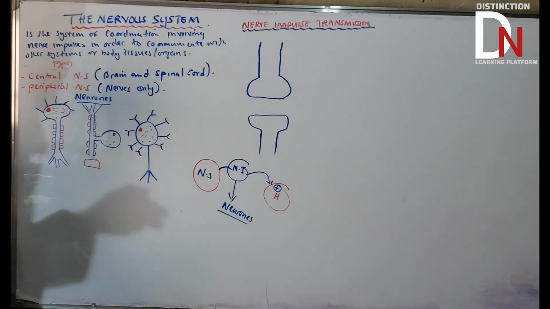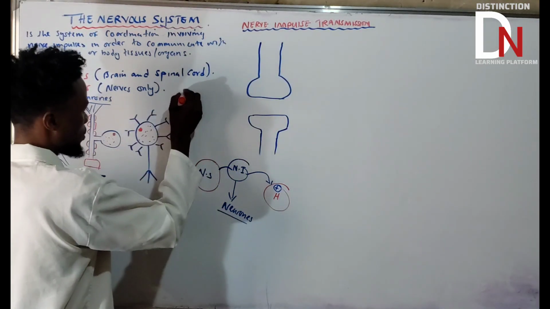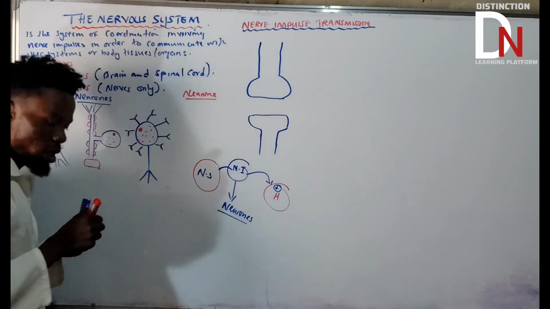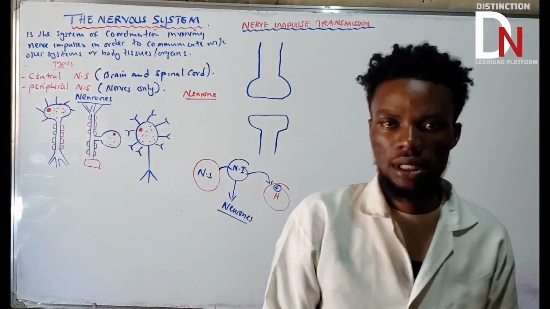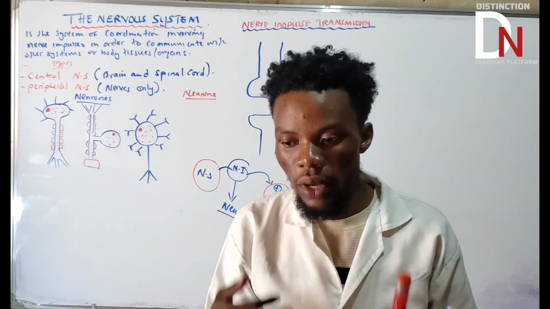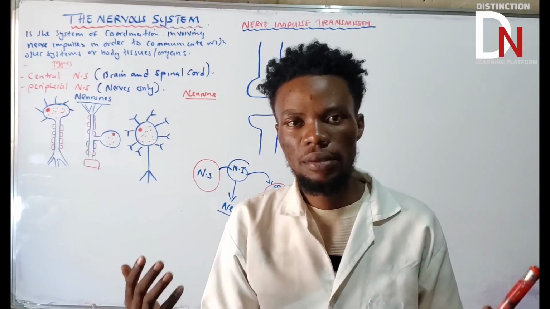Now, a question you can ask is, what is a neuron? Okay, the definition, I'm going to write it here. Because this question can come, what is a neuron? A neuron basically is just a cell. Sometimes you can call it a nerve cell. So a neuron is a cell that transmits electric impulses or nerve impulses.